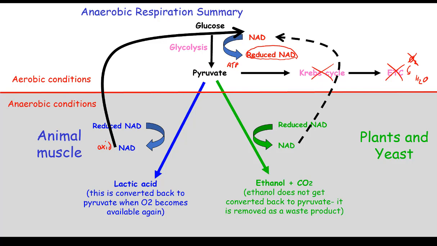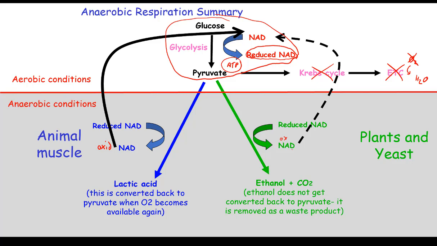Now, the same thing also happens in plants and yeast. So this reduced NAD, we need to somehow get rid of its hydrogen, so the pyruvate gets converted to ethanol. When that happens, the reduced NAD gives up its hydrogen, becomes reoxidized. It can go back and pick up more hydrogens so that we can get more ATP produced. So the only bit that can really take place in anaerobic conditions is this process, glycolysis, which is where we have the glucose being broken down into pyruvate, the NAD becoming reduced, and a little bit of ATP being formed.